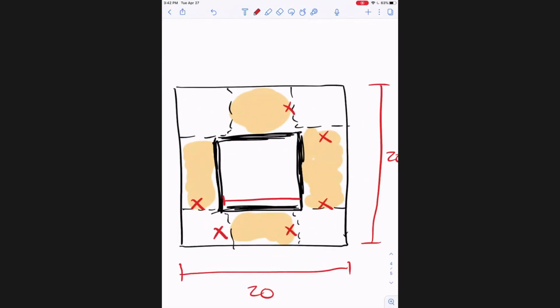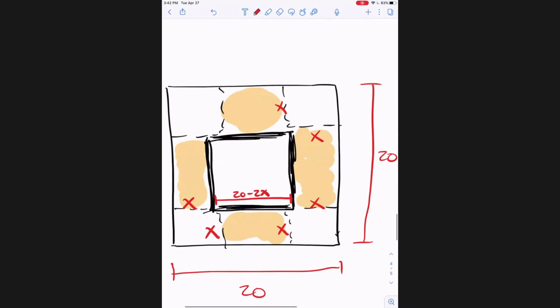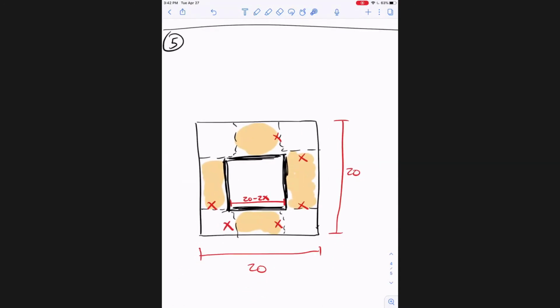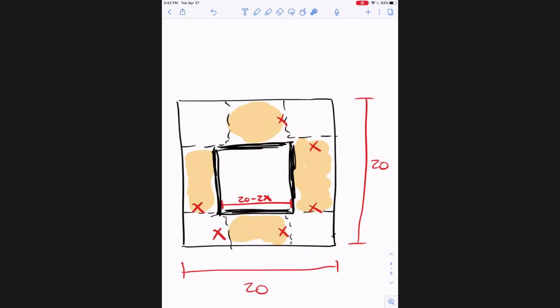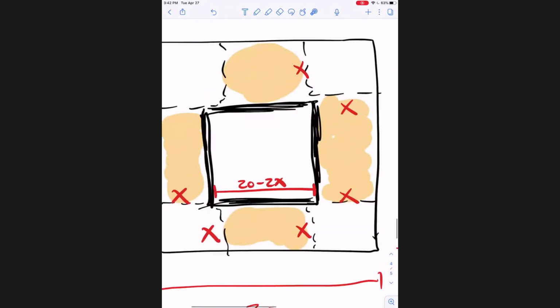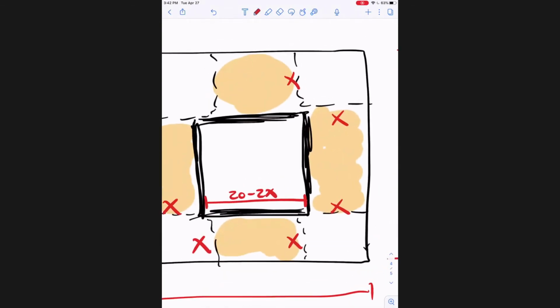So what would be the distance from here to here? Well, it would be 20 minus 2x, because the whole thing is 20 from here to here. If I cut out X inches from here and X inches here, this would be 20 minus 2x. Similarly, this would also be 20 minus 2x, the distance from here to here.